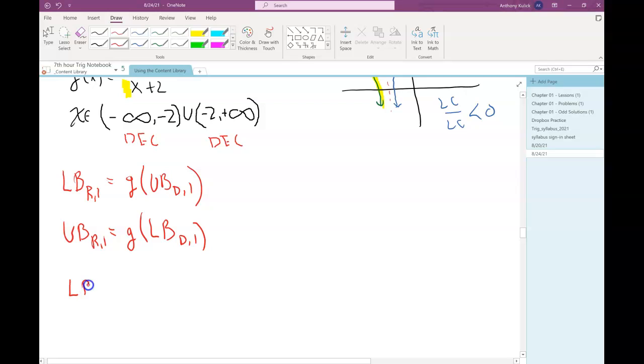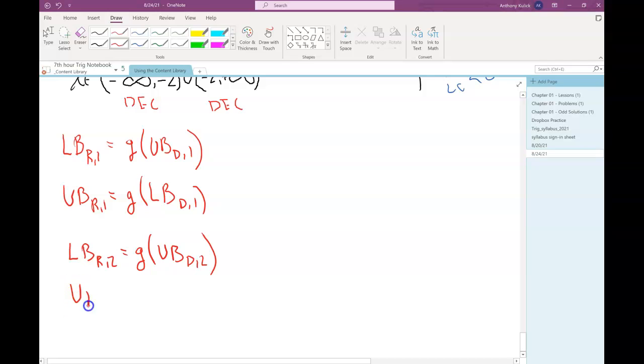And then the lower bound for the second part of our range is going to be g of the upper bound for the second part of the domain. And the upper bound for range 2 is going to be the lower bound from domain 1. Remember, when it's decreasing, they're flipping, right? So lower goes to upper and upper goes to lower. When it's increasing, they're the same.